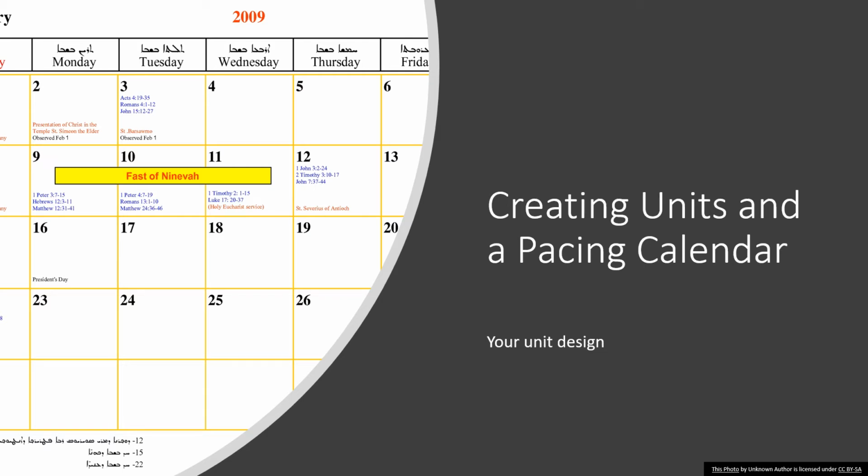This week, we're going to take your standards that you've identified for the subject that you're working on. You have identified already priority and supporting standards. And this week, you're going to take those priority and supporting standards and divide them into units. And you're going to then place them into a pacing calendar for the year.